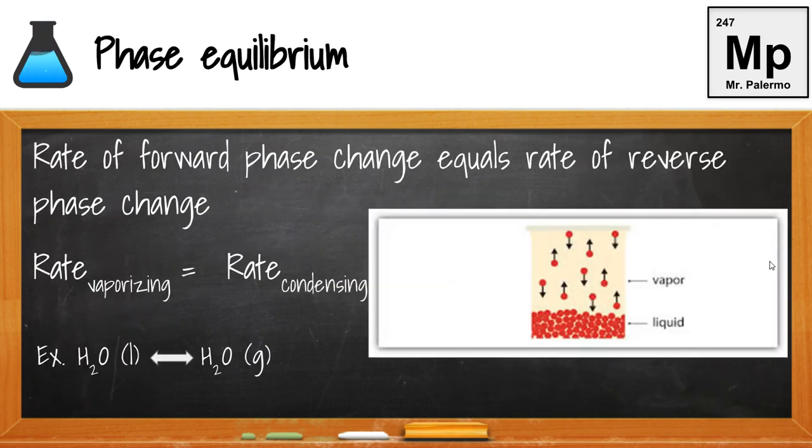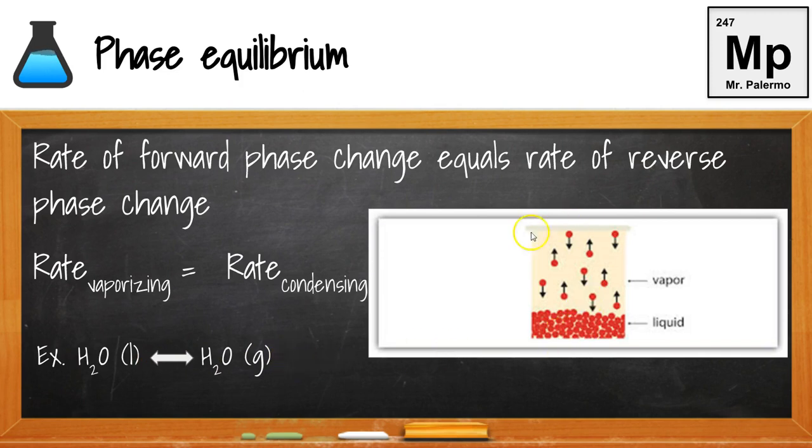So let's look at some different types of equilibrium we've experienced throughout the year thus far. Phase equilibrium is during a phase change, where the rate of the forward phase change equals the rate of the reverse phase change. For example, the rate of vaporizing equals the rate of condensing. Let's look at an example of that. If we have water in the liquid state going to water in the gas state, the rate of the forward reaction, liquid going to gas, vaporizing, is equal to the rate at which the gas is turning back to a liquid, which is condensing.